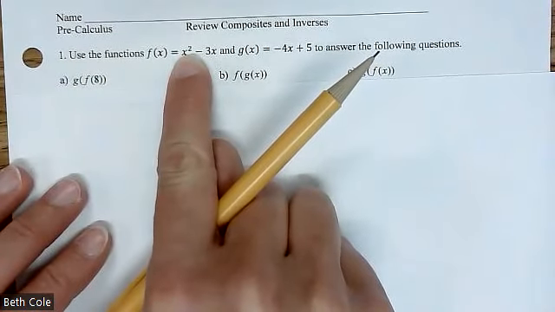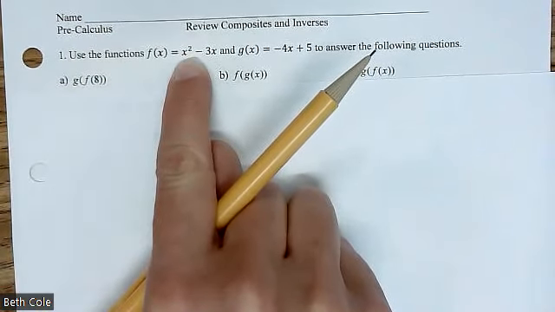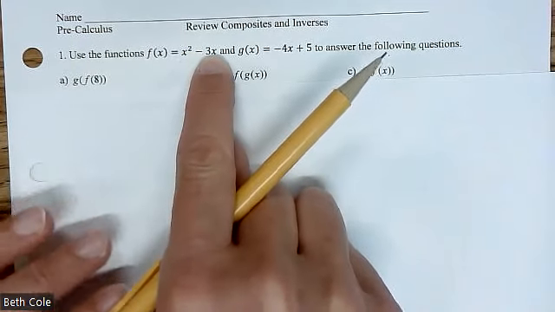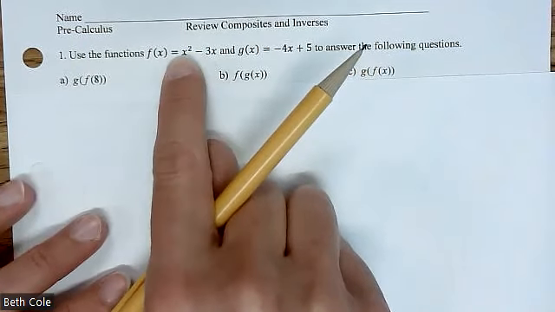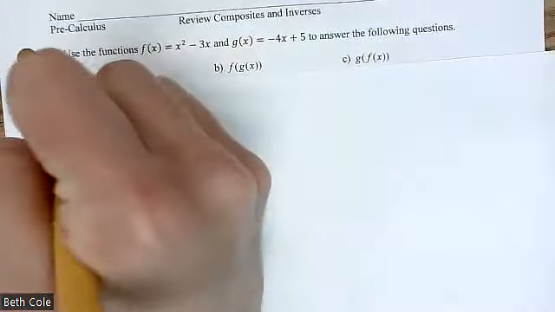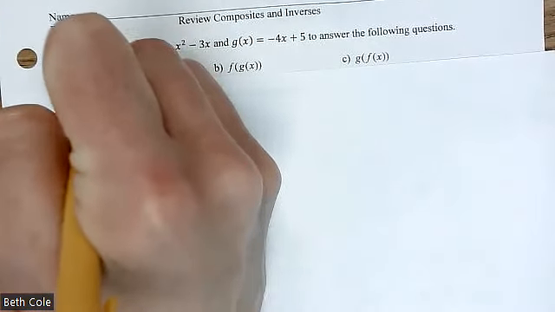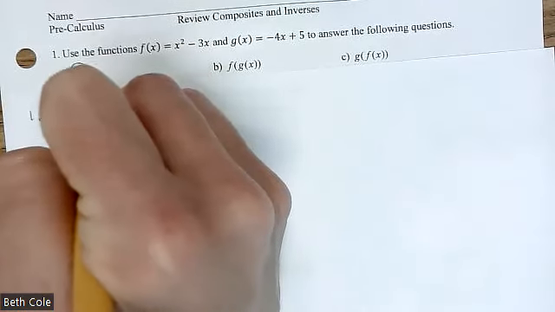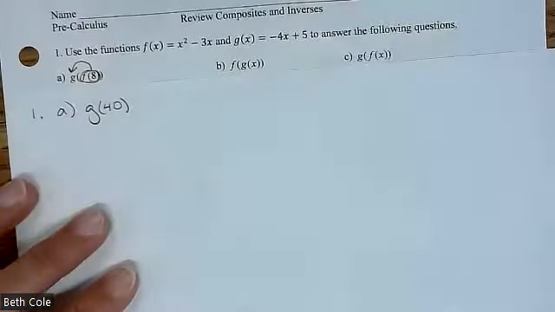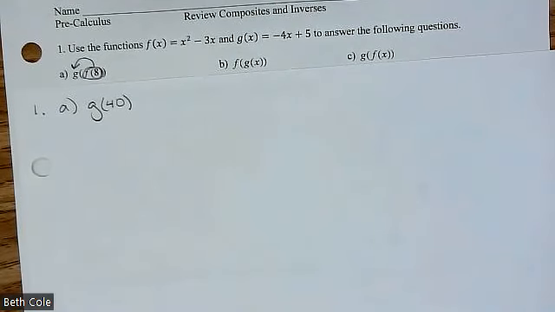8 squared. Good, that's 64. 8 times 3 would be 24. So 64 minus 24 would be 40. So this inside part is 40, and it gets passed along to the outside function. And now we're doing g of 40. It gets passed along like the telephone game.